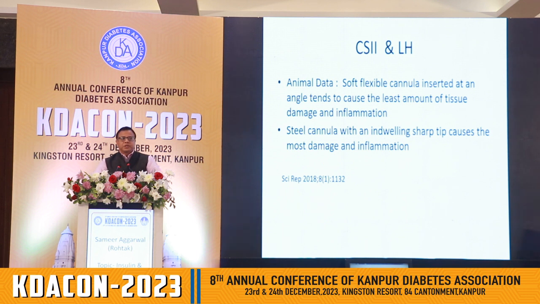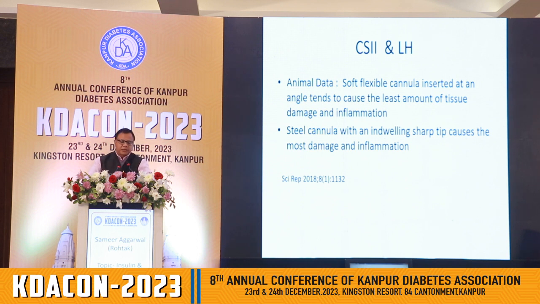In fact, with continuous subcutaneous insulin infusion or insulin pumps, you can again have lipohypertrophy. There is no data talking about this. I was going through the literature on whether there is any difference between using a regular insulin or an analog in an insulin pump. But there is no difference with regard to lipohypertrophy between analogs and conventional regular insulin.